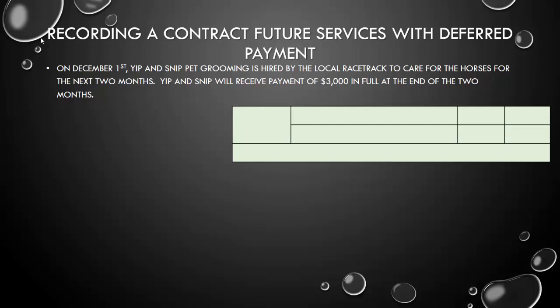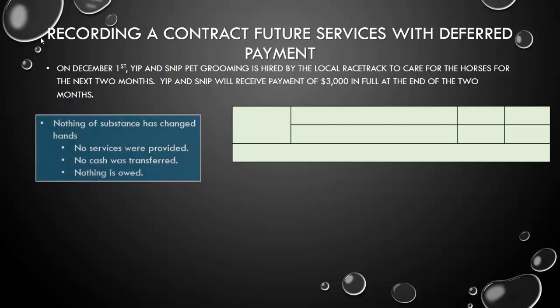So December 1st, Yip and Snip is hired by the local racetrack to care for horses for the next 2 months. And they are getting paid in full $3,000, but they're not getting paid until those 2 months have expired. So what is our period entry to put this contract with deferred payment on the books on December 1st when we sign the contract if we're not getting paid until 2 months in the future?